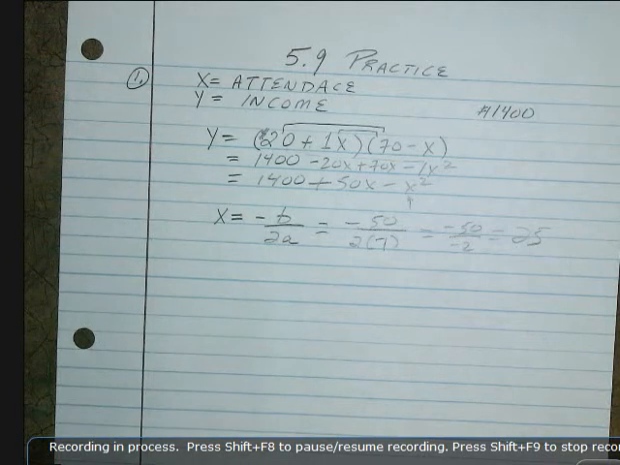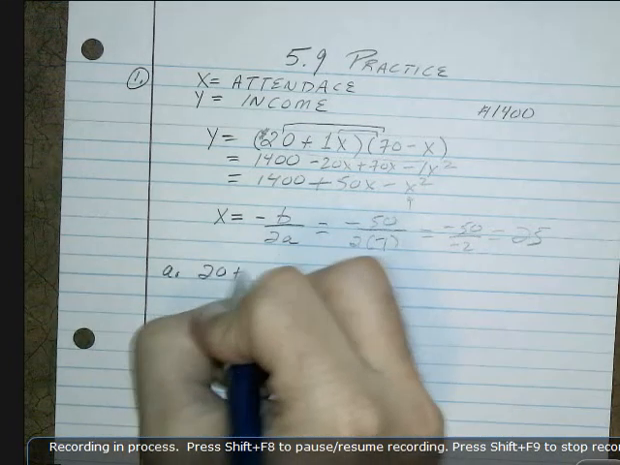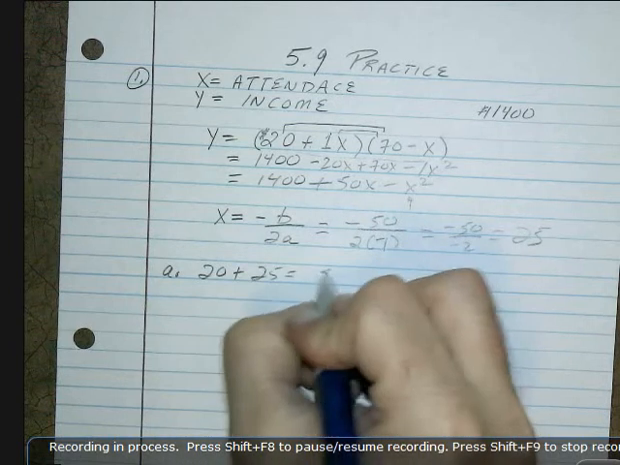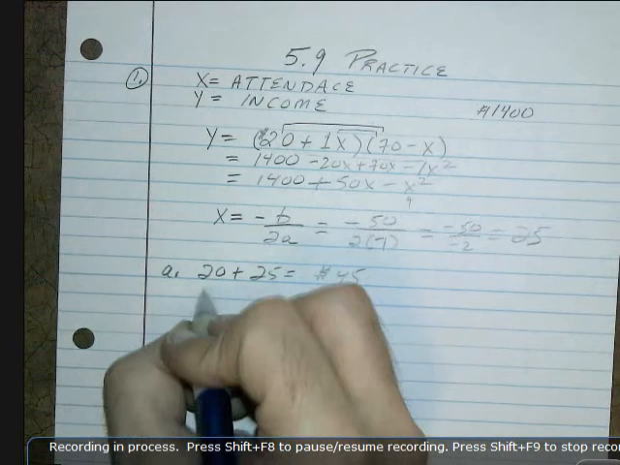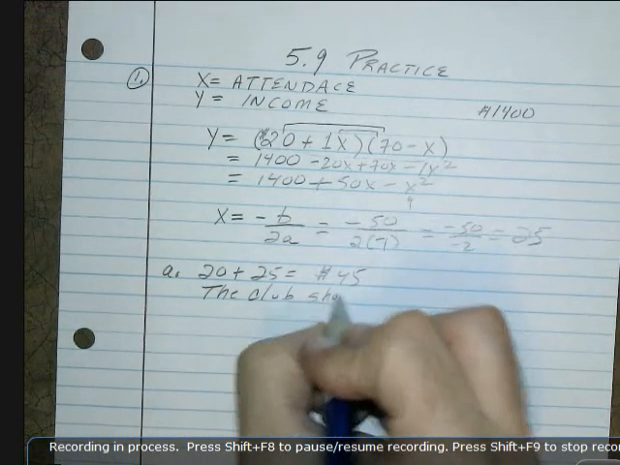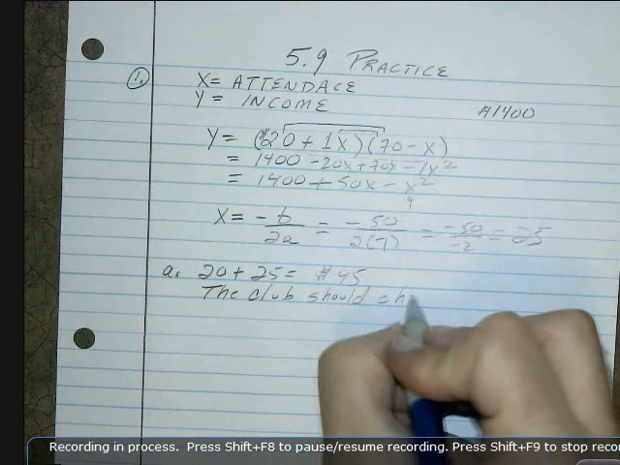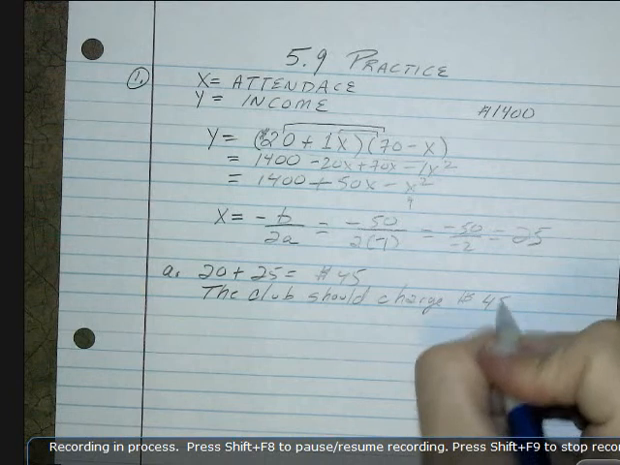So if we're looking for the price the club should charge, you take that 25 and you add it to the original 20. We're going to answer part A. So 20 bucks plus 25, 45. So it's answered in a sentence. The club should charge 45 bucks to maximize the income.